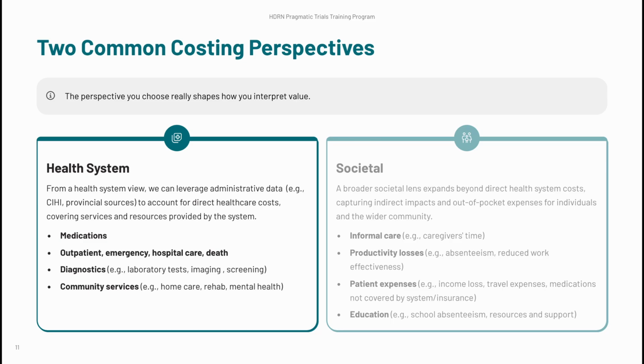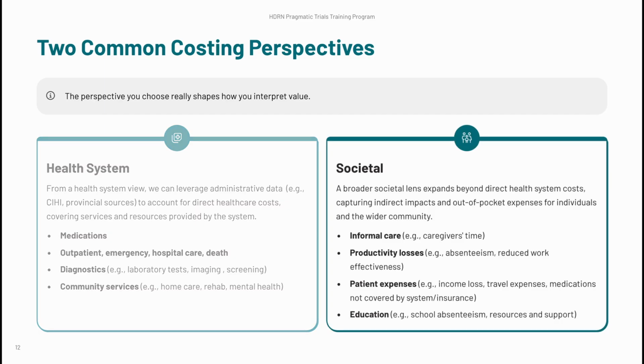As Liam just mentioned, one of the first choices we make is the perspective, because that determines whose costs count. From a health system perspective, we are mostly interested in direct healthcare costs. That might include medications, outpatient visits, emergency department use, hospitalizations, diagnostics like lab tests and imaging, and community services such as home care, rehab, or mental health programs.